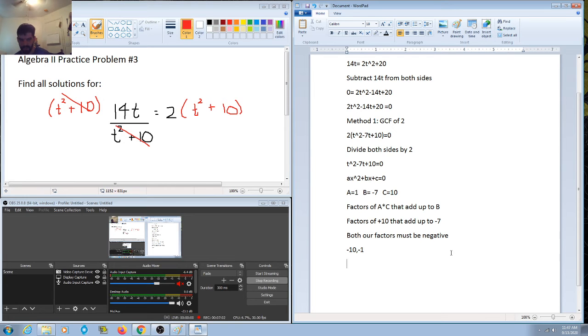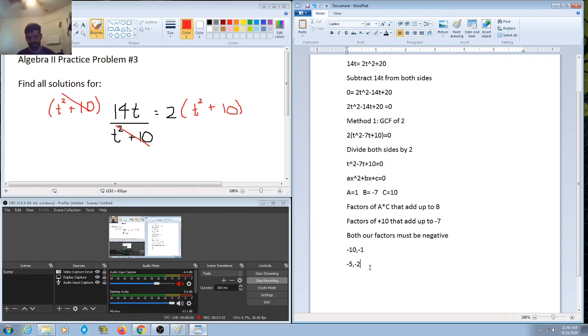So I'm going to go ahead and list them out. We have negative 10 and negative 1, positive 10 and positive 1, negative 5 and negative 2, and positive 5 and positive 2. Now, right off the bat, you can get rid of your positive factors, because there's no way two positive factors taken as a sum can be equal to a negative number. That's also mathematically not possible. So we can go ahead and get rid of those possibilities.